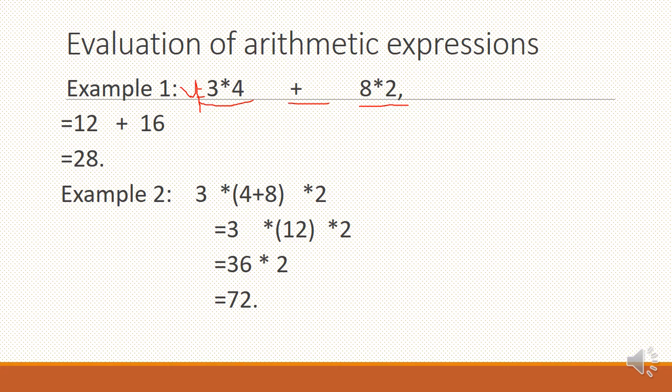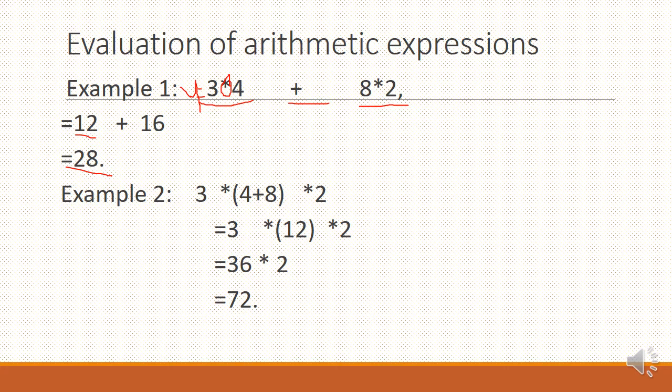According to the precedence, there are two operators, plus and star, and star has the highest precedence. That is why we multiply first: 3 * 4 is 12, and next 8 * 2 is 16. The next precedence is for plus: 12 + 16, and you get 28. Okay, let us do the second example.